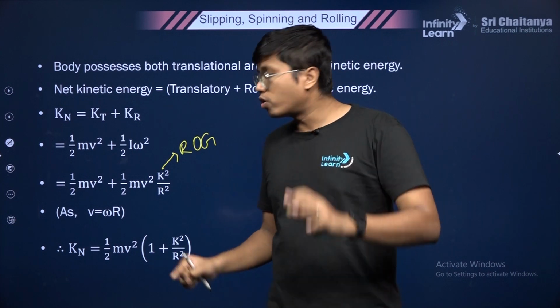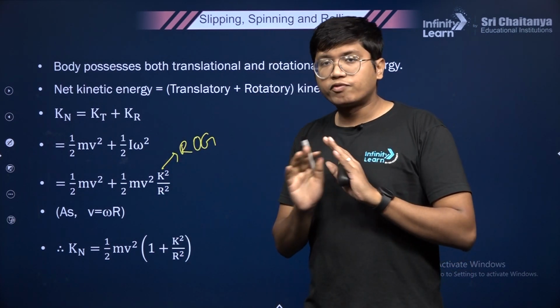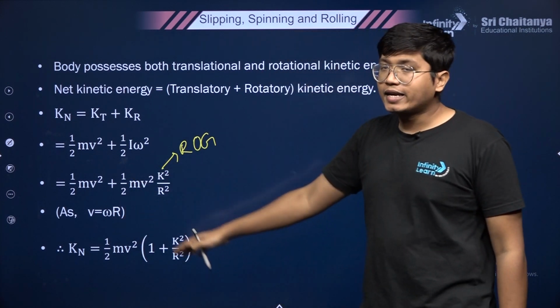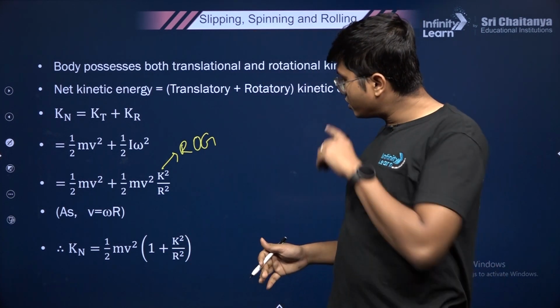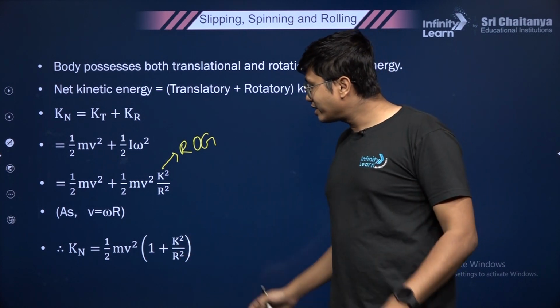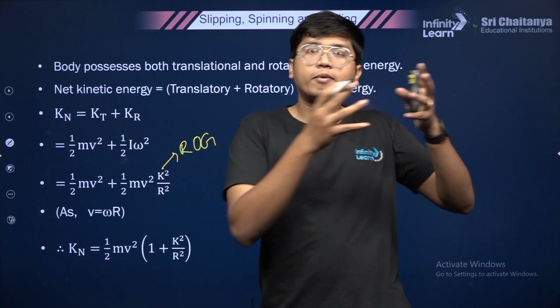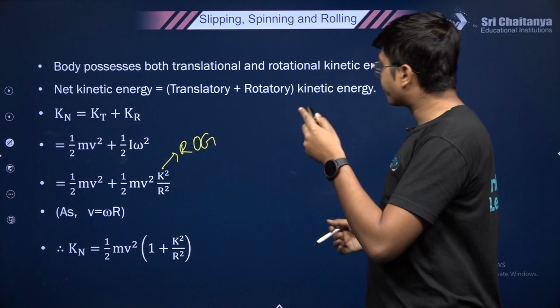Remember, only in pure rolling is v equal to omega r. If there is slipping and rolling, then it will be a different story. So you get the net kinetic energy as half mv square times (1 plus k square by r square). For different systems, this radius of gyration would be different. Hence, the amount of kinetic energy given to rotational versus translational would be different. The weightages would be different.